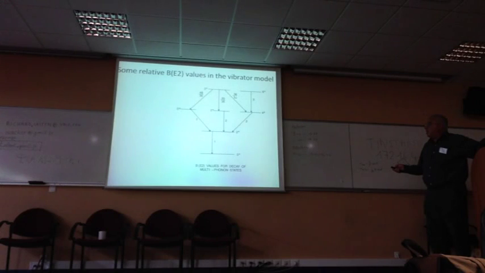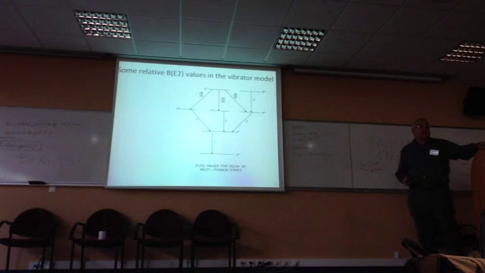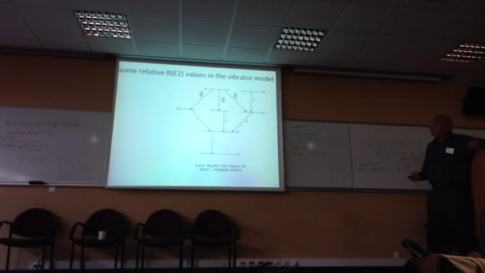These particular ratios can be derived with a technique called coefficients of fractional parentage, which Pete will talk about tomorrow. What you would look for in the experimental spectra are not only 3 transitions from this level to these 3, but with relative BE2 values taking on those numbers.